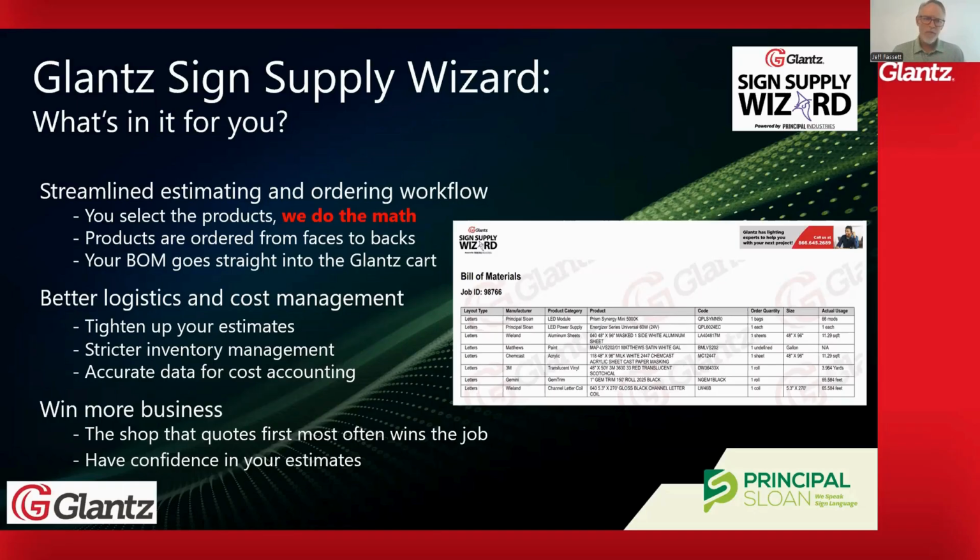So the second point, better logistics and cost management. Our estimates are in some cases to the second or third decimal point, very specific in terms of the numbers and the calculations, which gives you an opportunity to order to the job. If you're not ordering by the job, if you're a larger shop and you order larger quantities, if you look over here on my example BOM, we have actual usage, right? So we have orderable quantity and we have actual usage.